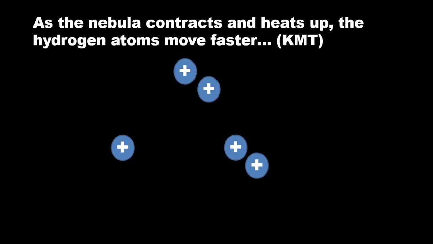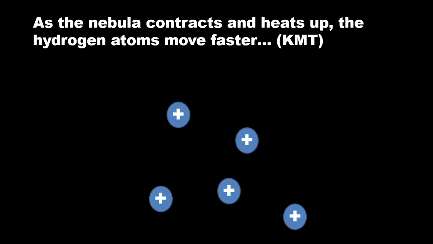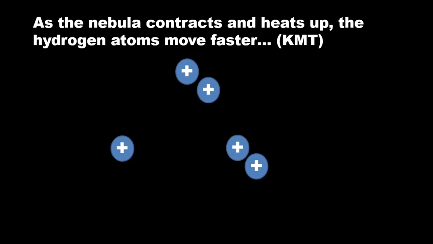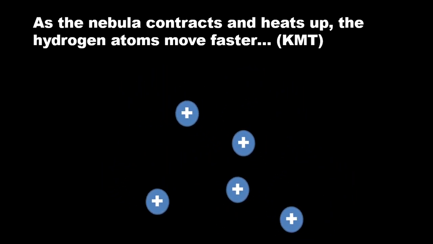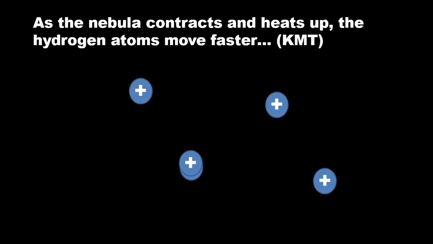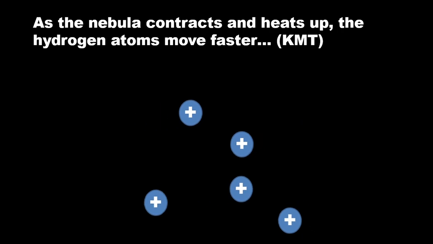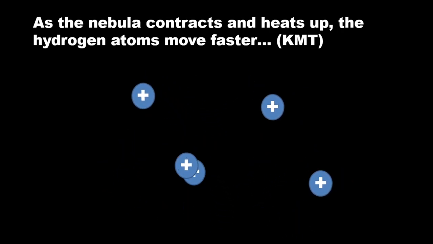This is what happens inside the collapsing nebula. The particles, as they're being squeezed into a smaller and smaller volume, have the same energy, and therefore will be moving faster in less space. And as the nebula continues to collapse under the influence of gravity, the particles move faster and faster and faster.